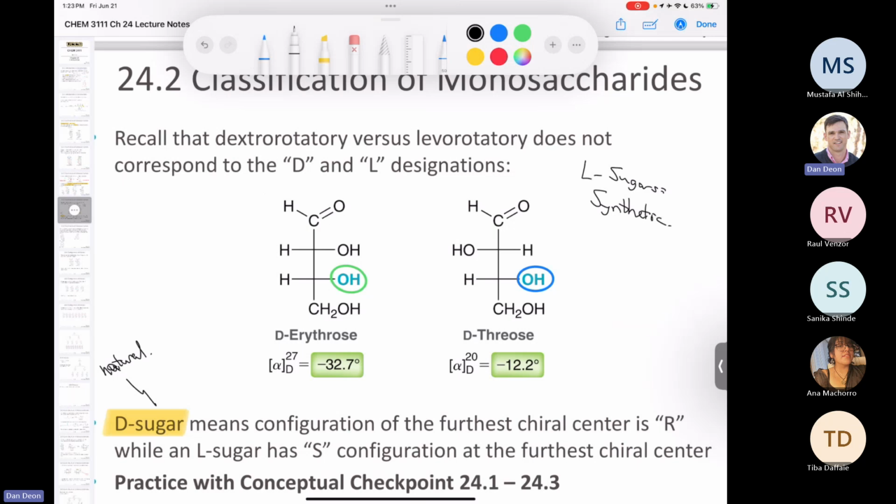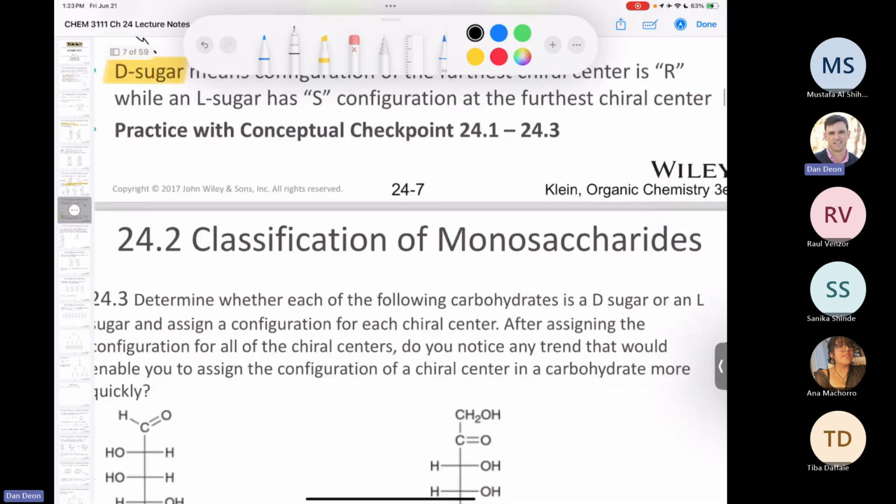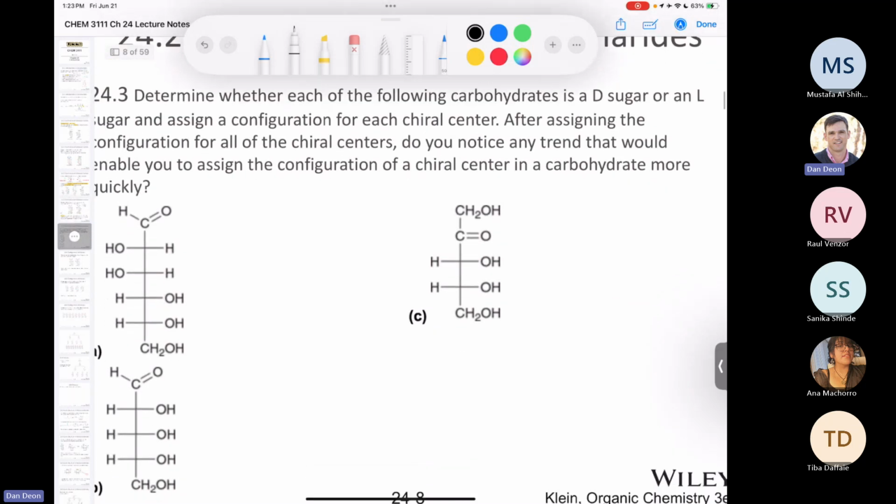Anyhow, a D sugar means the configuration of the furthest chiral center is R, meaning it's pointing towards the right-hand side, while the L sugar, which is unnatural, has the S configuration at the furthest chiral center, or you could say the hydroxyl is pointing towards the left-hand side. Either way is fine.